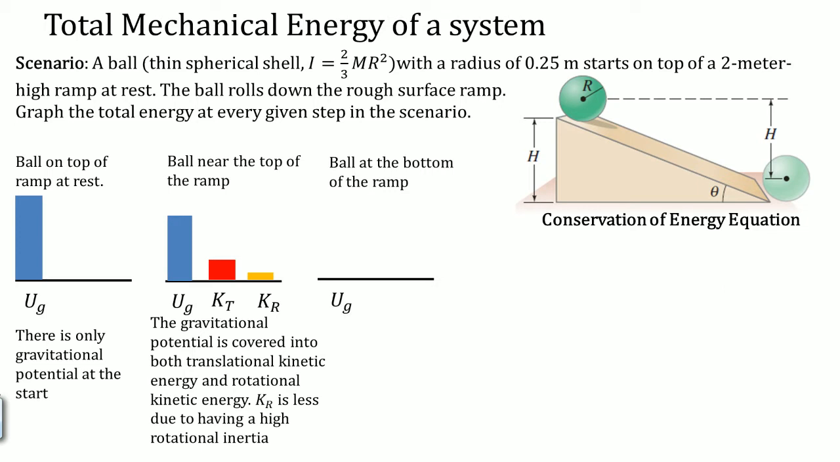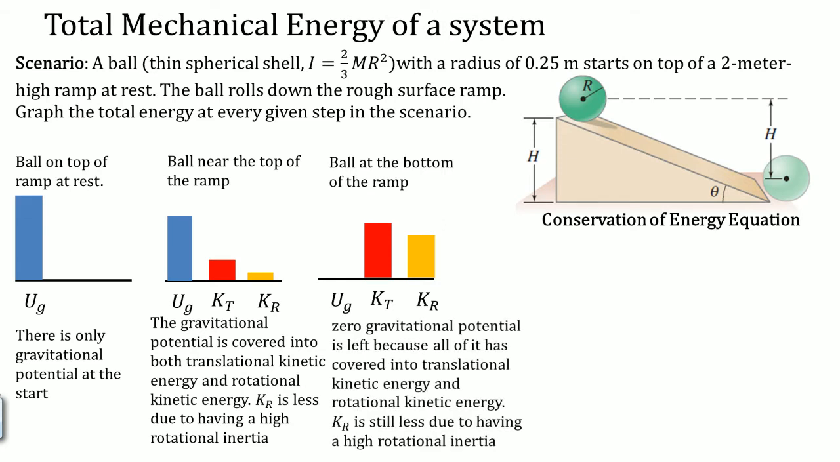Next, at the end, when the ball is at the bottom of the ramp, there is no potential energy, and it's all kinetic translational and kinetic rotation. Notice kinetic translational is still bigger. Okay, so at the bottom of the ramp, zero gravitational potential energy is left because all of it has been converted into the translational kinetic energy and rotational kinetic energy. Notice that the kinetic rotation is still less due to it having a higher rotational inertia.